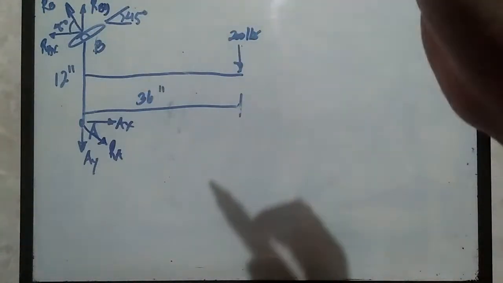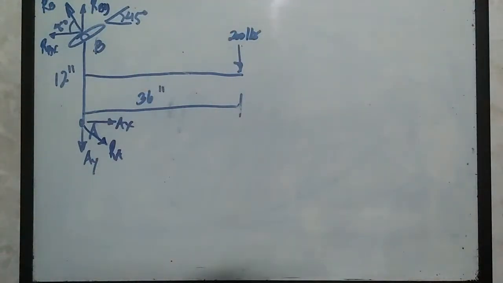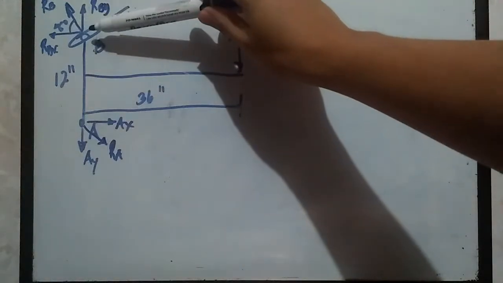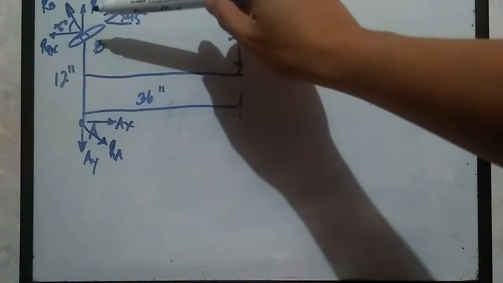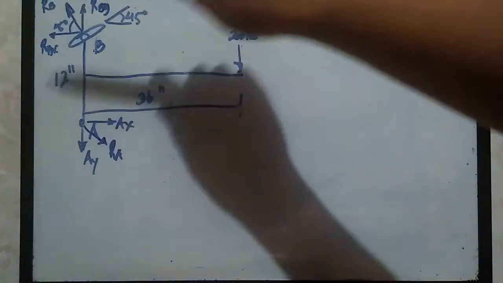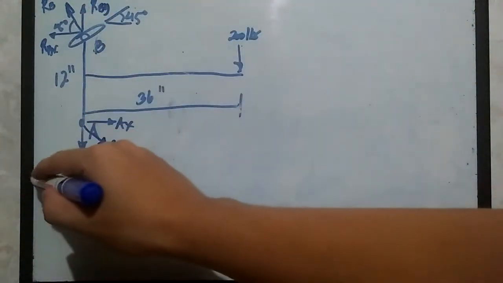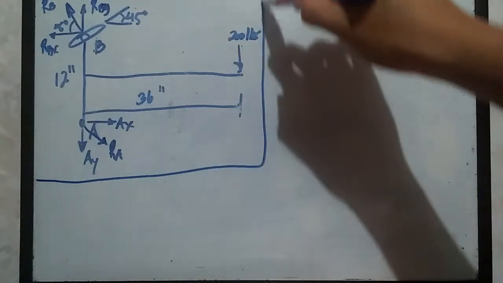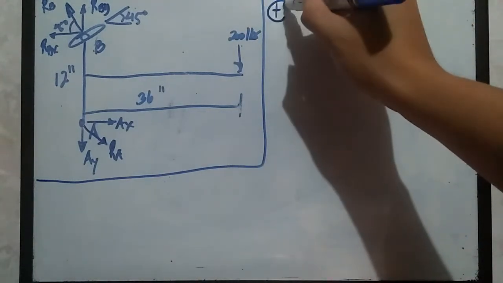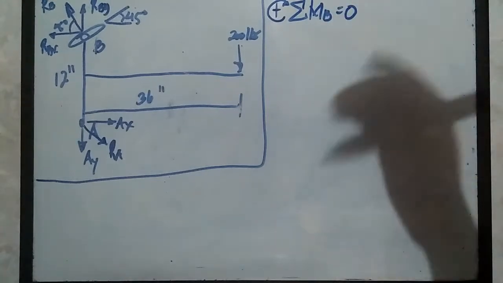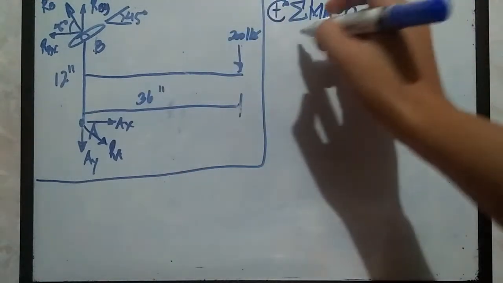Now what's left is for us to apply the laws of equilibrium in order to solve for the unknowns. For this case, let's use the summation of moments at point B so that we can cancel out everything at point B and determine the forces that tend to rotate the whole structure. Summation of moments at point B is equal to 0. So any forces at point B will be canceled out.